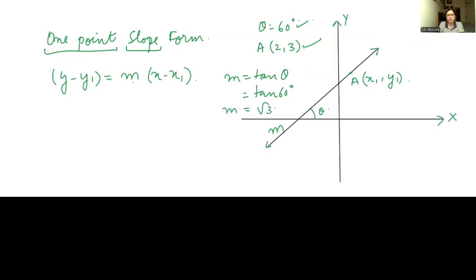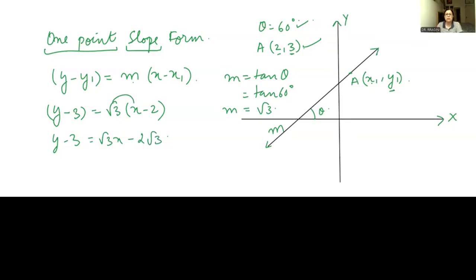In this case, we can find the equation as y minus y1. What is the y coordinate of this point? It is 3. m we have found as √3. x minus x1, which is 2. So we can form and simplify this as √3x minus 2√3.